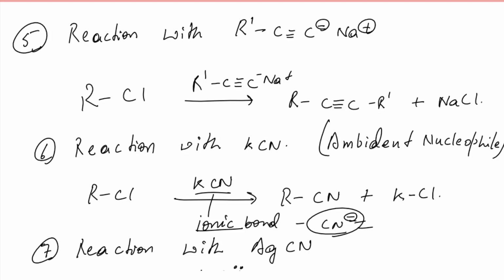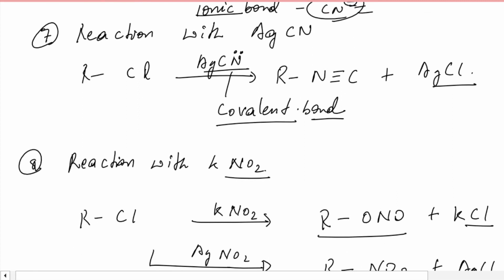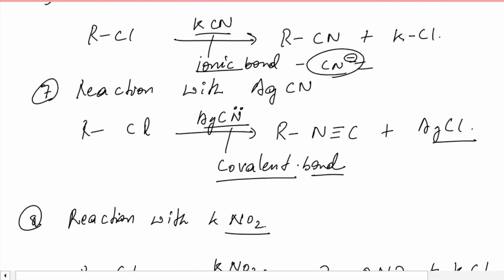KCN has an ionic bond. Next is reaction with AgCN. AgCN has a covalent bond. So here the nitrogen is what attacks the R group, whereas with KCN the carbon atom attacks the R group. So cyanide is formed in the reaction with KCN, and with AgCN, R–N≡C, that is isocyanide, is formed.